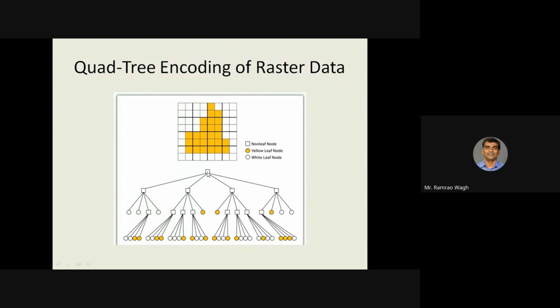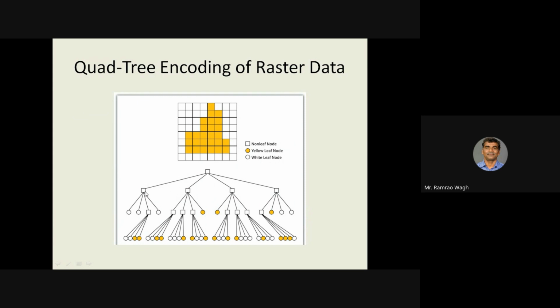So I'm trying to simplify this. This root represents the entire file. I divide it into 4, so the next 4 non-leaf nodes, the square nodes which you see down from where there's a link, each represent one quarter.